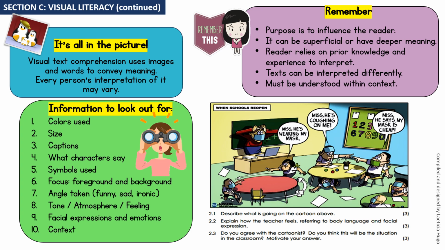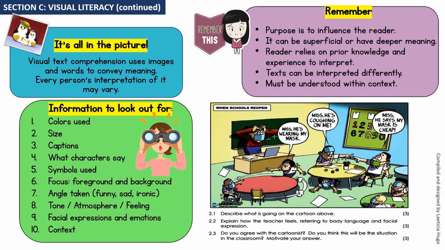So let's just have a look at the blue block. Remember, the purpose of visual text is to influence the reader. Second point, it can be superficial or have a deeper meaning. So superficial means it's a funny little picture with some ironic speech bubbles, etc. Or it may have a deeper meaning that conveys a deeper message. So it makes the reader think a little bit more about a problem or something like that.